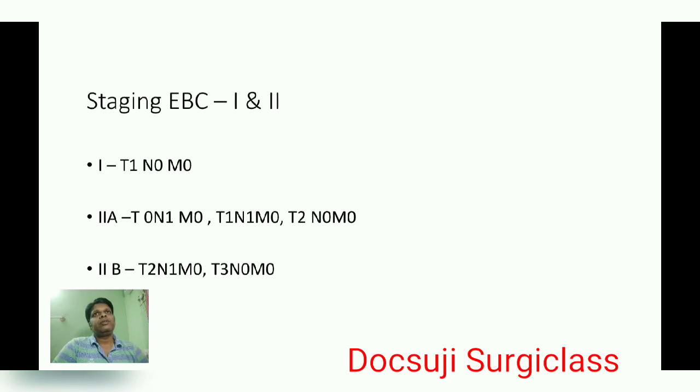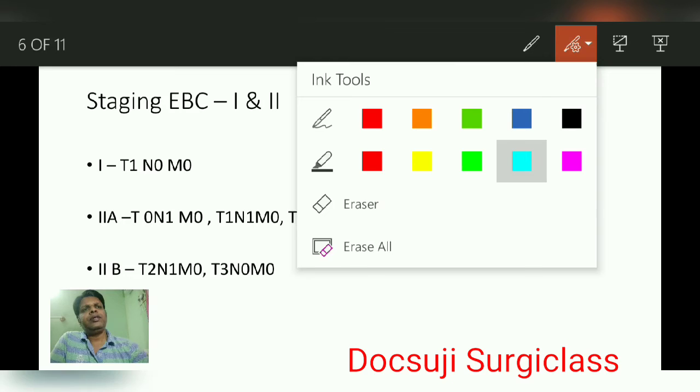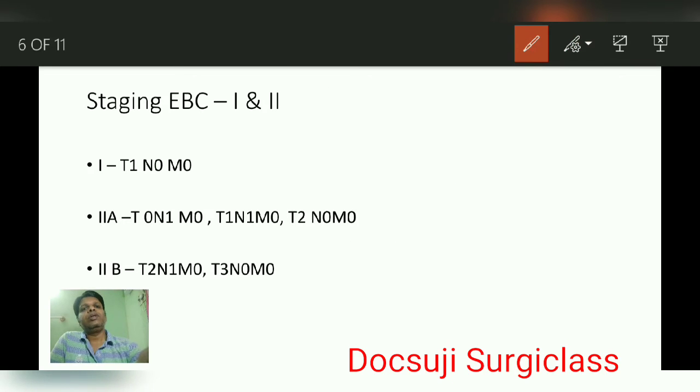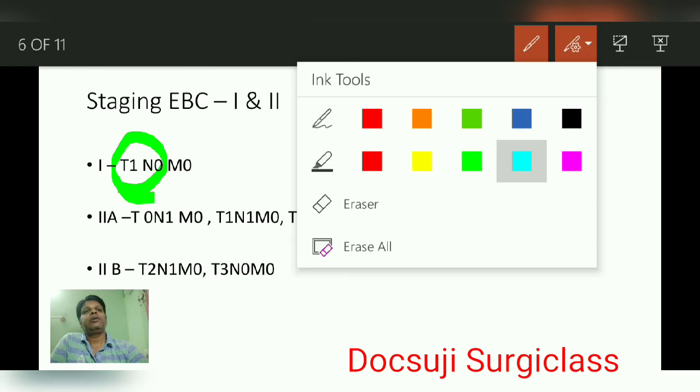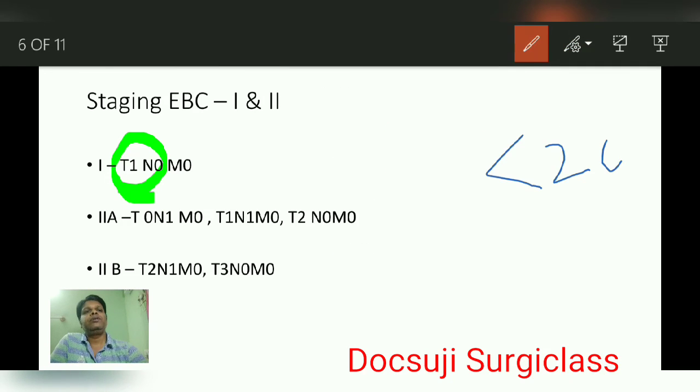Stage 1 is very simple. Stage 1 and stage 4 are very simple. If you watch carefully, roughly, a tumor size of less than 2 centimeter without any node, without any distant metastasis, you can call it stage 1. Okay, stage 1 is very simple. A tumor size of less than 2 centimeter without node, without distant metastasis, that is stage 1.